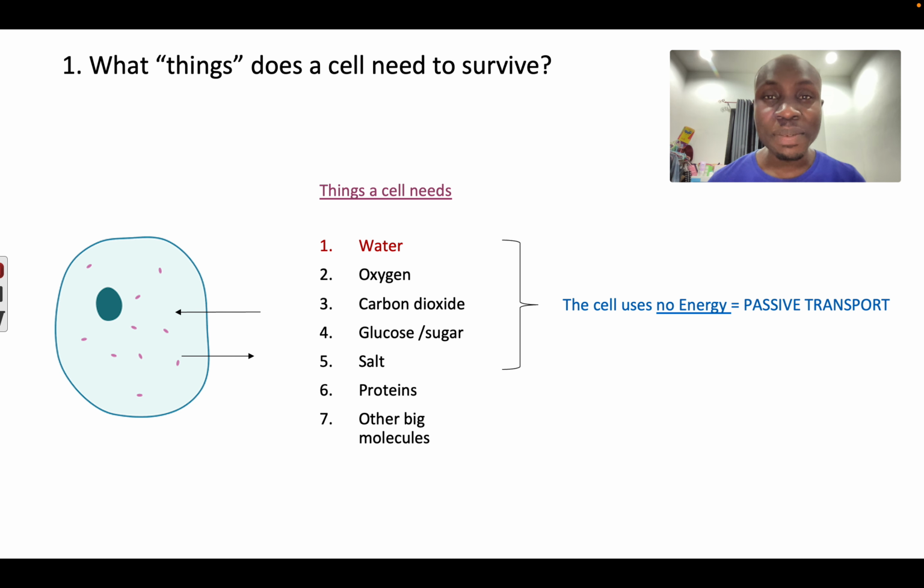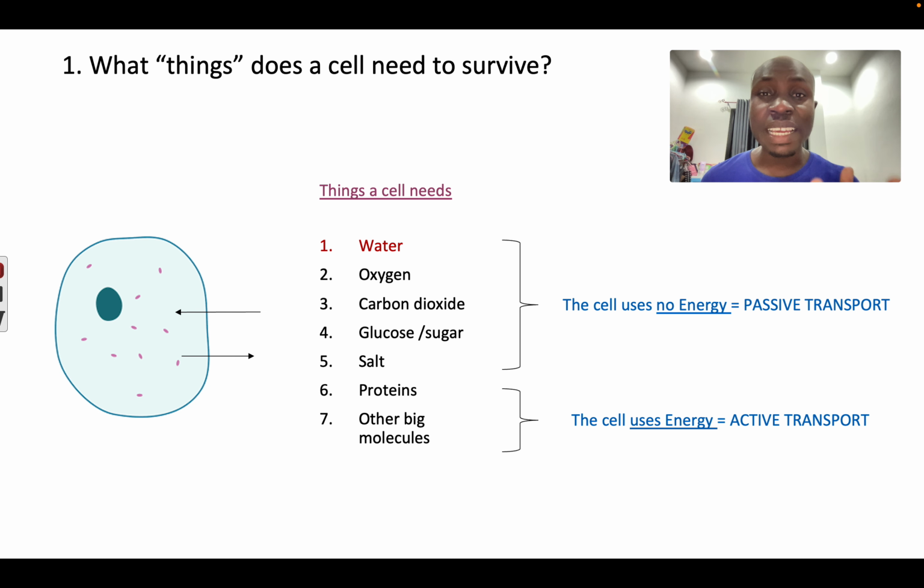But sometimes the things are very big, like proteins. The cell needs energy to move the big things inside the cell or outside the cell, and we call that active transport. So passive transport, the cell doesn't use energy. Active transport, the cell needs energy to move the things.